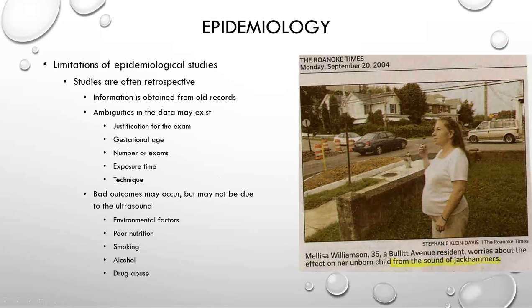Epidemiology has some limits. The limitations of epidemiological studies are that studies are often retrospective, which means we think we see a problem and we go back and look at the old records and see if we can find the cause of the problem. Unfortunately, there may be ambiguities in the data, because who knows what the justification for the ultrasound exam was? What exactly was the gestational age when the scan was done? How many exams did the patient have? What was the exposure time of each exam? What was the technique used to do the exam? These are all ambiguities that could lead to different results.